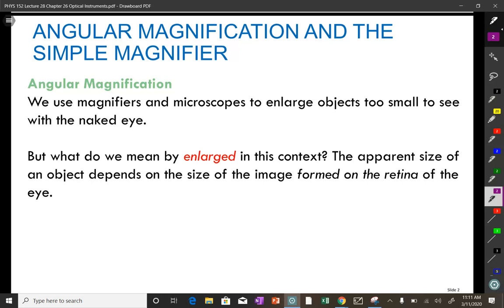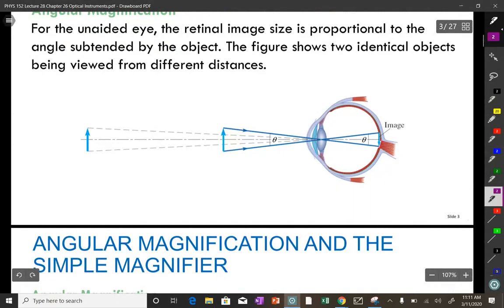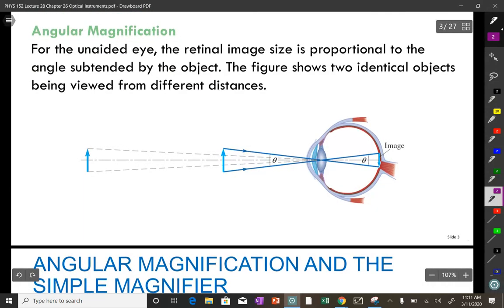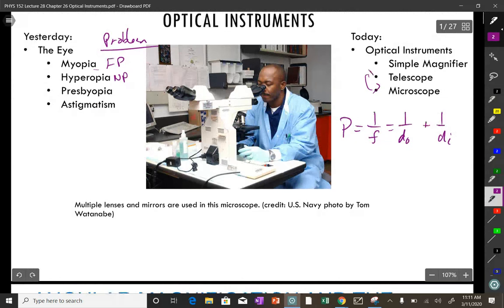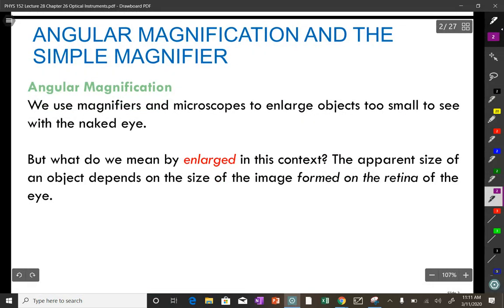So the key here is we measure sizes with the angle that the object makes with our eyeball. Using a different app so I can zoom in on pictures. Can you actually go back to the other slide? To the enlarged. So the apparent size of the object is the image formed on the retina.